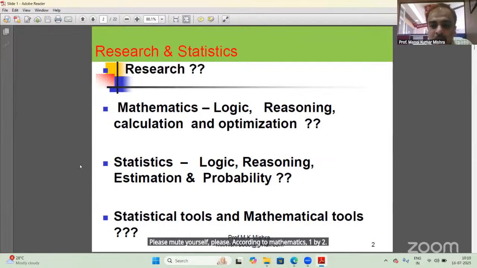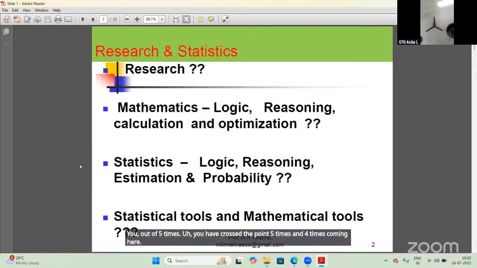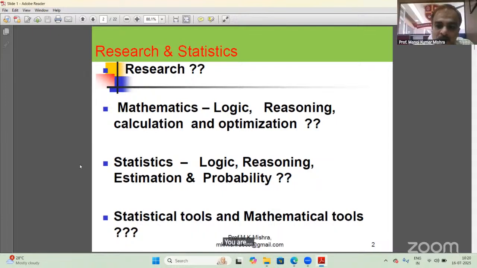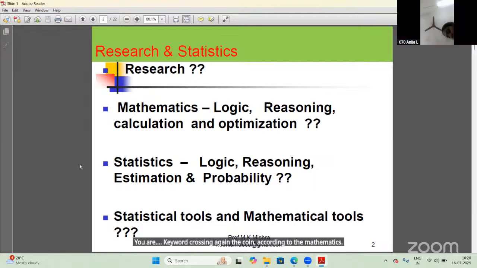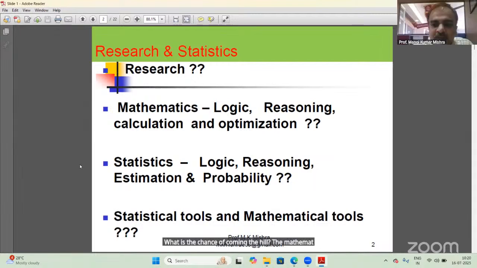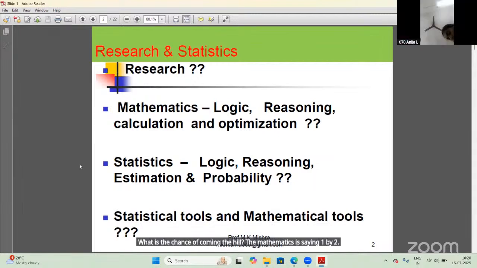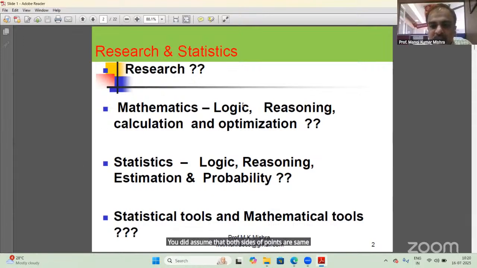According to mathematics, 1/2. Out of 5 times you have tossed the coin and 4 times head came. You are tossing the coin again. According to mathematics, what is the chance of coming head? Mathematics is saying 1/2. It is assumed that both sides of the coin are the same, homogeneous.